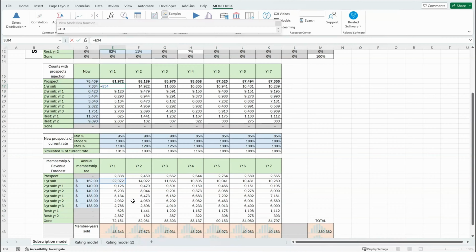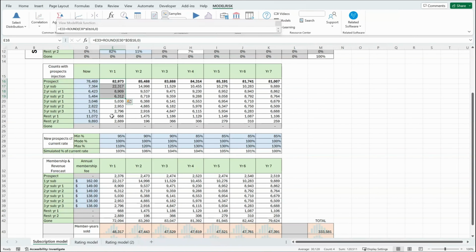And that's the only row that changes. The rest of it are just simply referring to how many prospects, how many 1-year subscriptions, 3 years, etc. we had in the previous year. And we don't bother about including the ones that are gone.